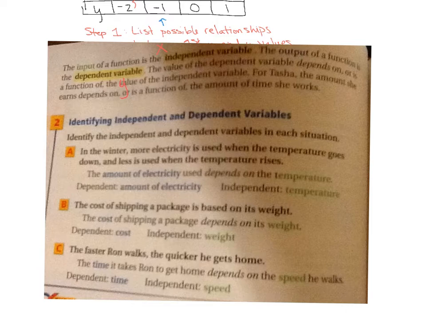The faster Ron walks, the quicker he gets home. Obvious. So his time depends on how fast he's walking. So the time is dependent, the speed is independent. Now we're going to read situations and we're going to come up with what the dependent and independent is and an equation for each. So A is a lawyer's fee is $200 per hour.